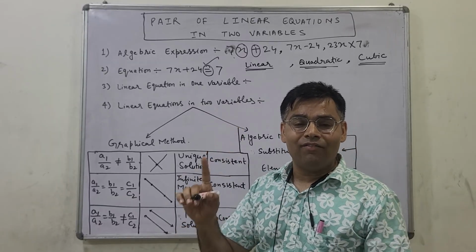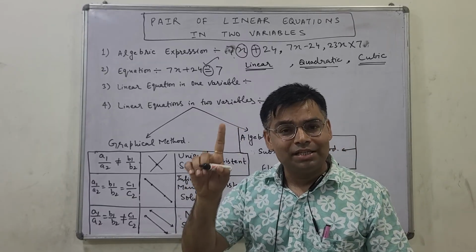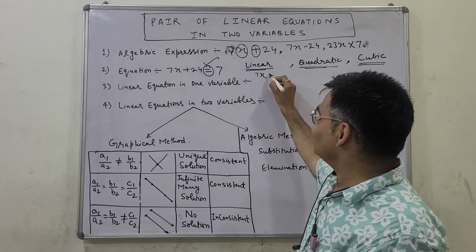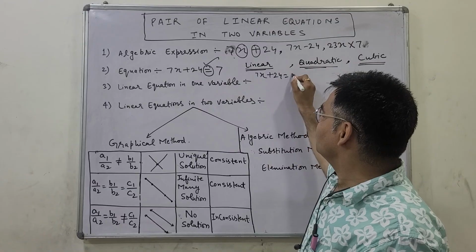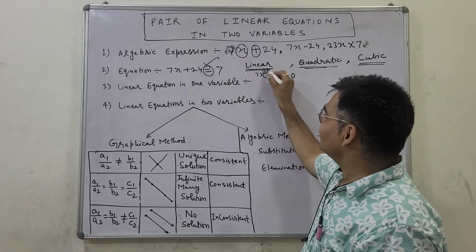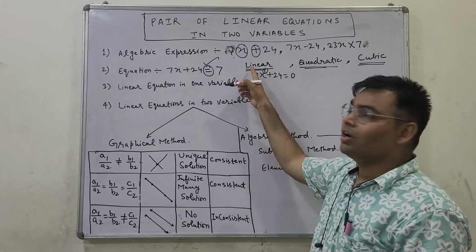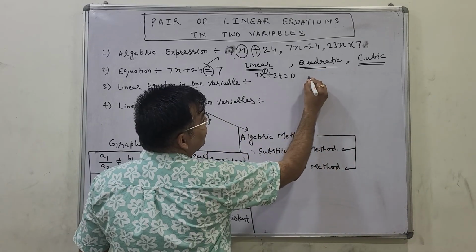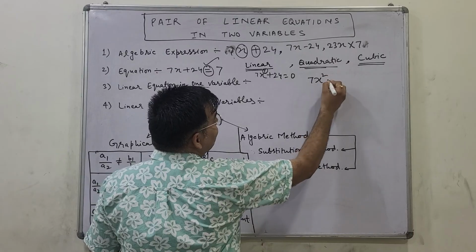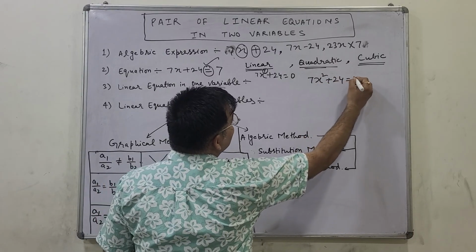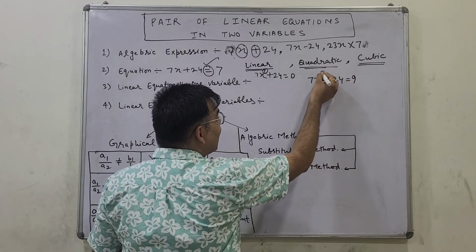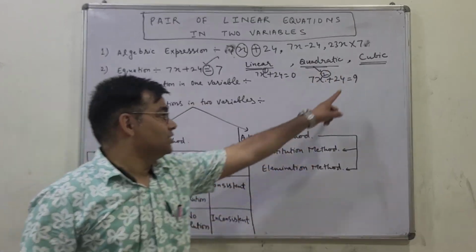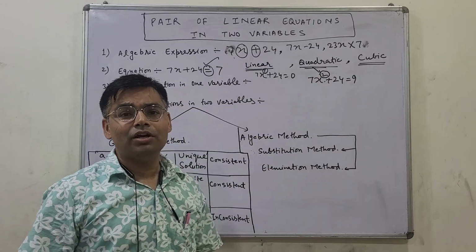The equation which has the highest degree equal to 1 is called a linear equation. Just take an example, 7x plus 24 is equal to 0. Here the highest power is 1, so that is called a linear equation. If the highest power is 2, let us take an example, 7x square plus 24 is equal to 9. So the highest power is 2, so it is called a quadratic equation.